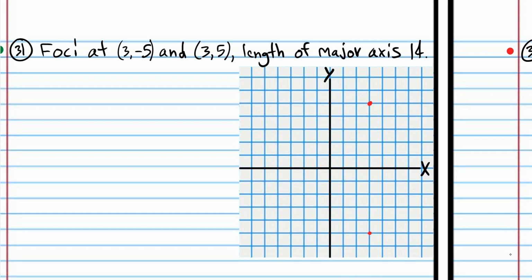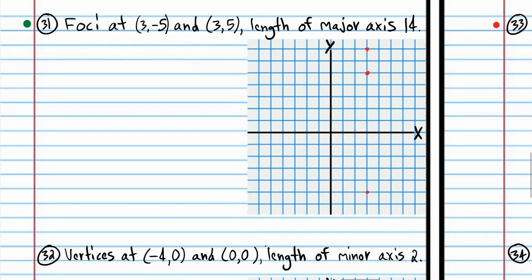So we start from the center, which looks like the center is going to be here. 1, 2, 3, 4, 5, 1, 2, 3, 4, 5. So we're going to go out 1, 2, 3, 4, 5, 6, 7. Why 7? Well, because that's half of 14. And we're going to go 1, 2, 3, 4, 5, 6, 7 down, because that's half of 14. So when you find the total length of the green major axis, it should be 14.